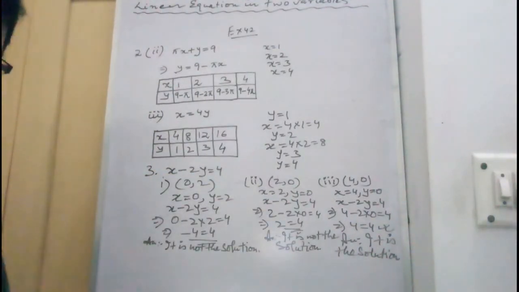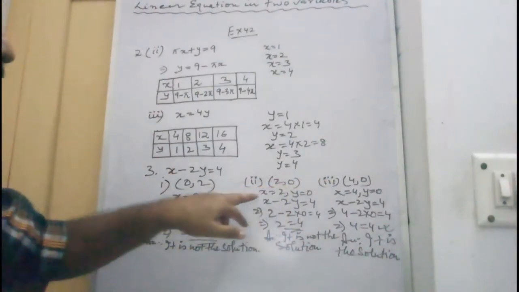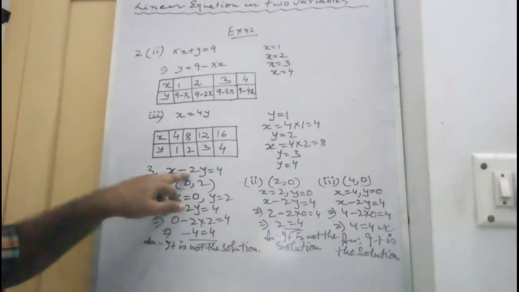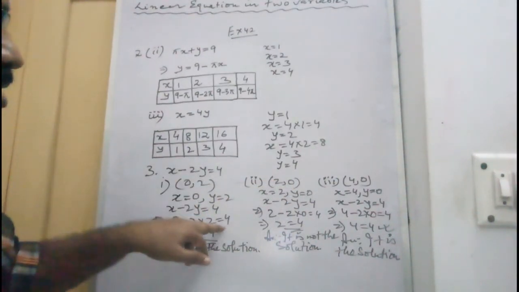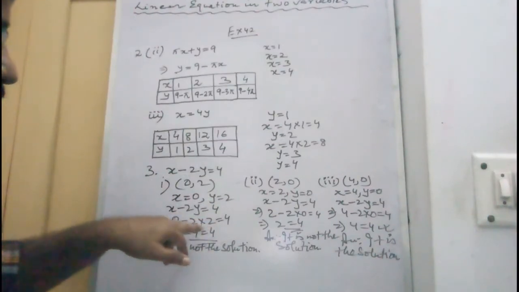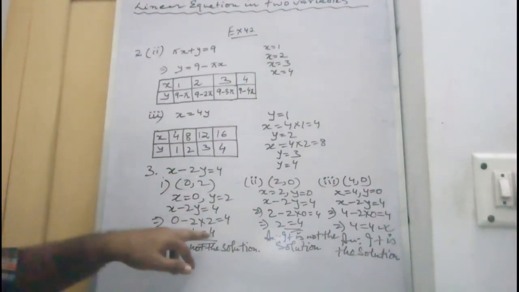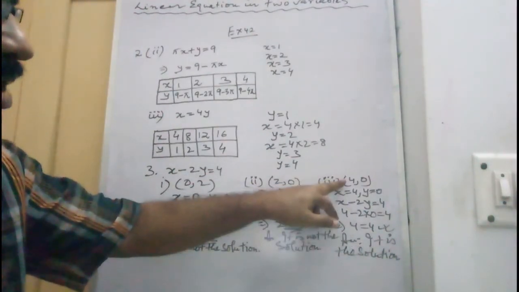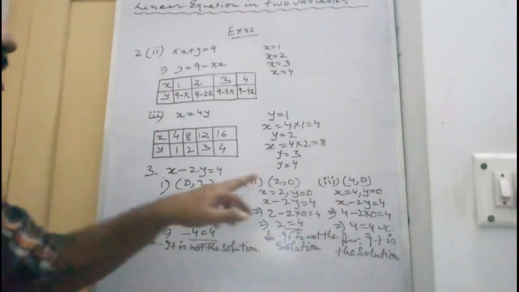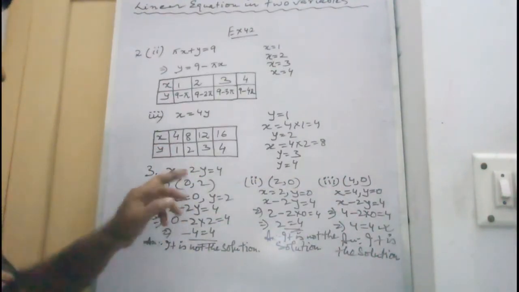So in this way, if a coordinate is given, you put the values of x and y in the given linear equation and check whether the left hand side is equal to the right hand side or not. Both sides must be equal. Then you say that the given coordinate is the solution of that given linear equation in two variables.